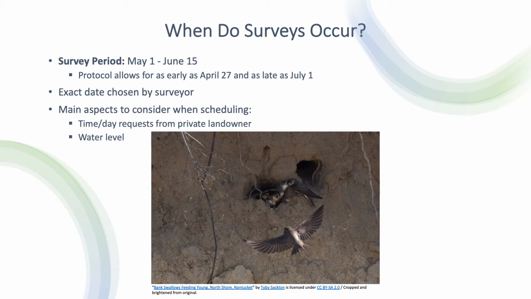The ideal time to conduct surveys is between May 1st and June 15th. Although if flows, weather, or access is an issue, surveys can be done as early as April 27th and as late as July 1st. The exact date within that time frame is chosen by the surveyor, although if you will be accessing private property, make sure to coordinate with the landowner when picking a date. Also, don't forget to consider flow levels for reaches that may fluctuate throughout the season.